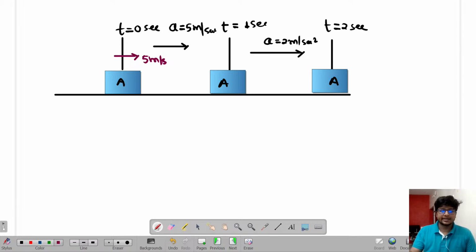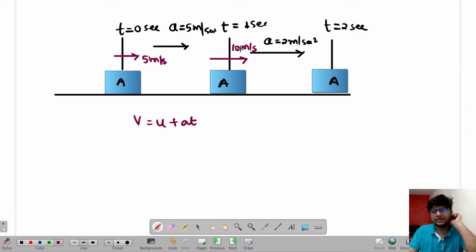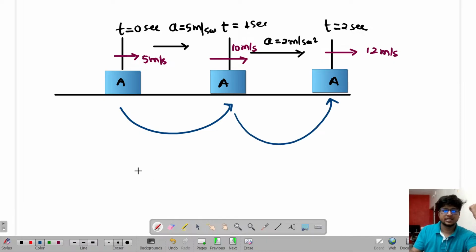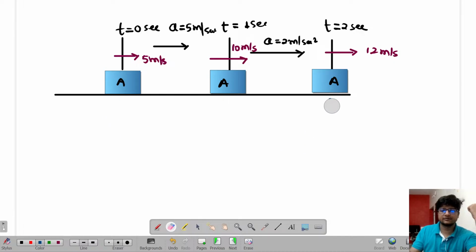Okay, so you applied the formula v equal to u plus at. Here u is 5, acceleration is 5 and time is 1. So I found that the velocity over here becomes 10 meter per second. And again, if I apply 10 plus 2, then it is 12 meter per second. Means what you saw, if I look at the diagram, from this time to this time and from this time to this time, the value of acceleration is decreasing.